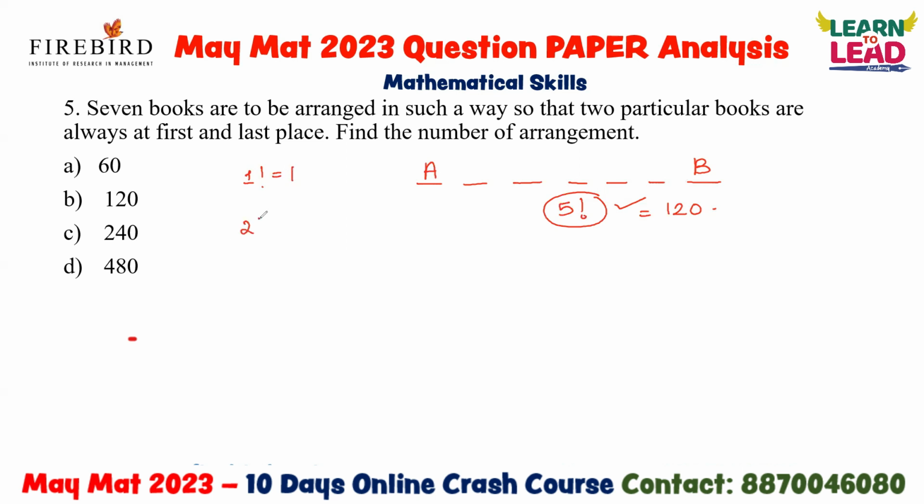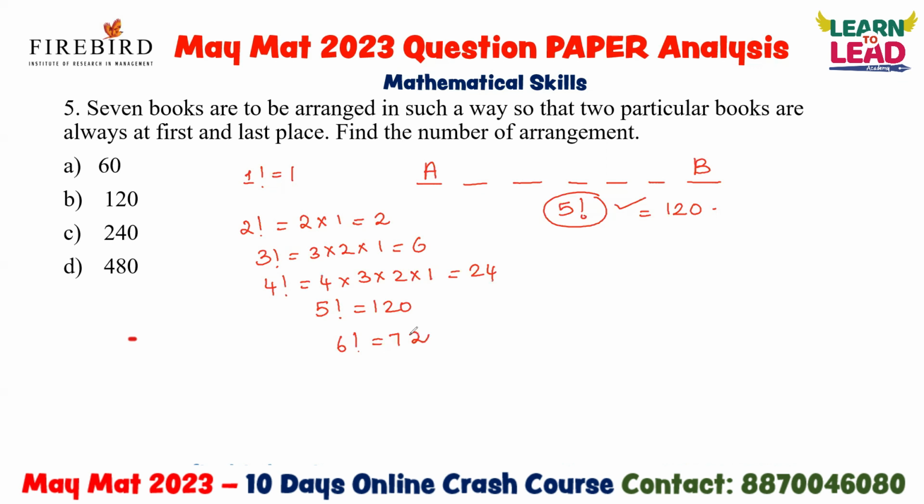See, note down the values of factorials. 1 factorial is 1, and 2 factorial is nothing but 2 into 1, 2. And 3 factorial is 3 into 2 into 1, 6. And 4 factorial is 4 into 3 into 2 into 1, 24. And 5 factorial, 120. 6 factorial, 720. And 7 factorial, 5040. And 8 factorial, 40,320. So these are the values you should know while solving questions based on permutation and combination. So memorize these values.